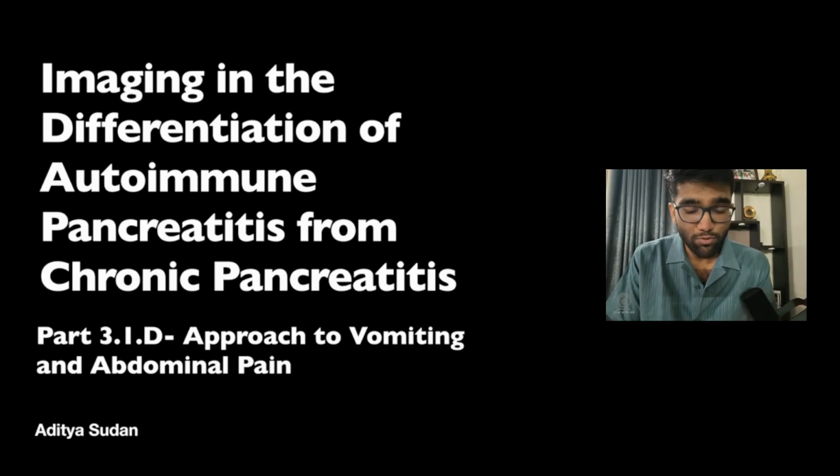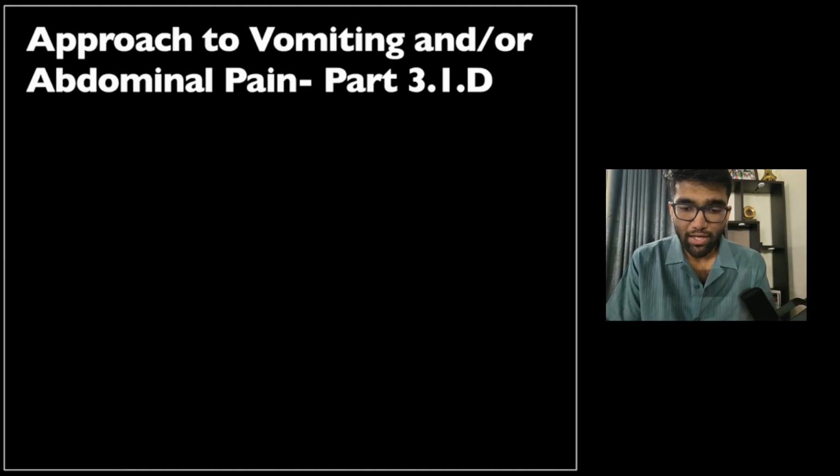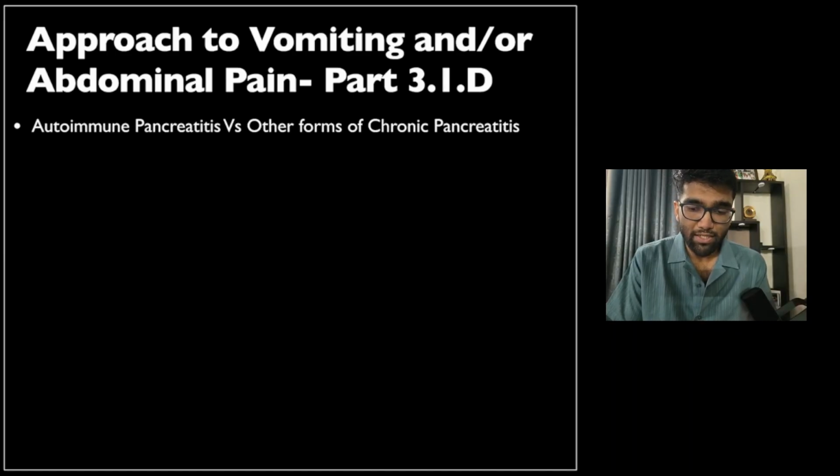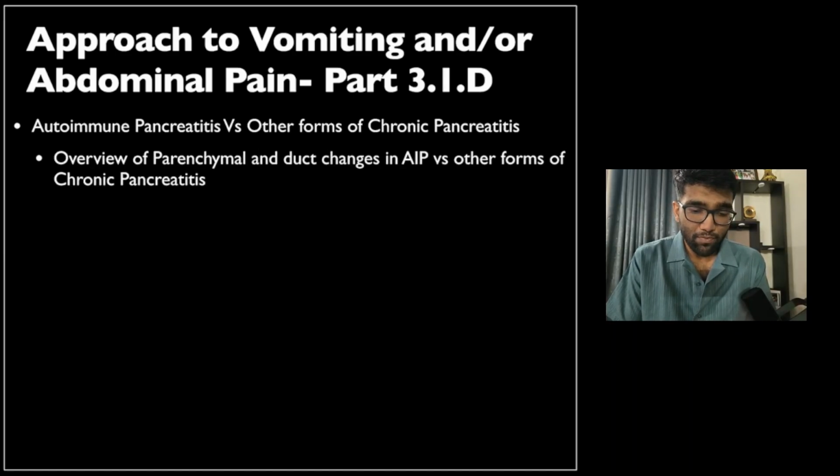As I alluded to in the previous screencast in this series, we need to differentiate autoimmune pancreatitis from chronic pancreatitis in certain clinical scenarios. This is done using imaging, and today's talk is going to be about that. This is approach to vomiting and abdominal pain, part 3.1b. We're going to discuss how autoimmune pancreatitis is different from other forms of chronic pancreatitis on imaging.